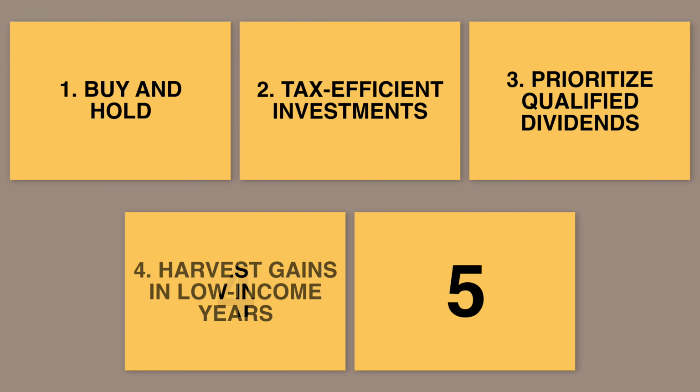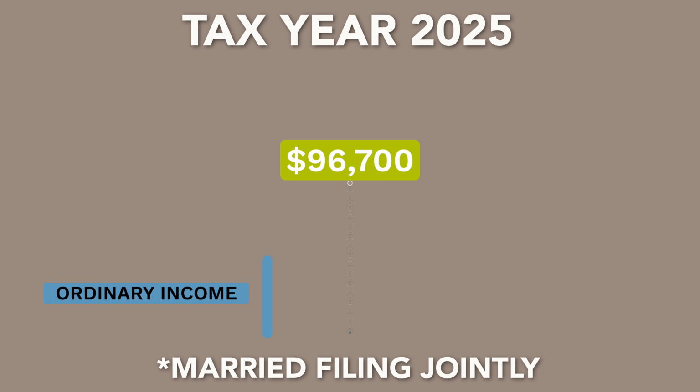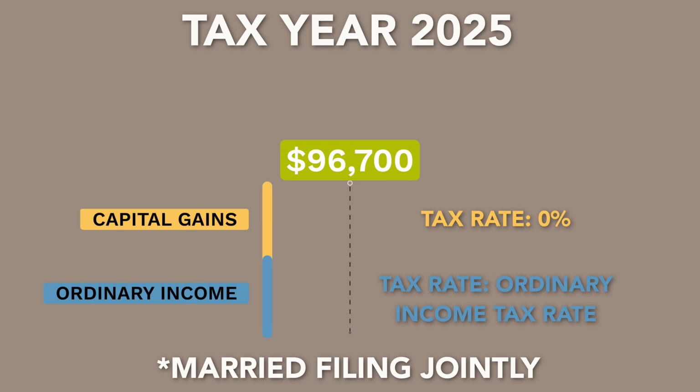Now, the next strategy is one of my favorite strategies and one that's rarely discussed, and that is harvesting gains in low-income years. Now, here's how it works. When your taxable income is lower than usual, perhaps during a career transition or even semi-retirement, consider selling appreciated investments and immediately buying them back. If you have taxable income under $96,700 in the year 2025, the capital gains realized before exceeding that threshold will be taxed at 0%.